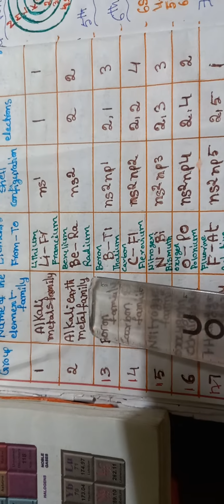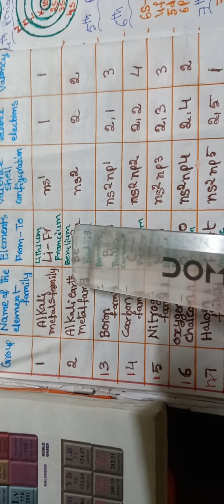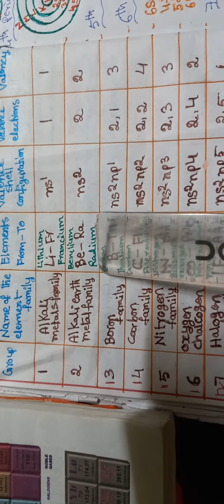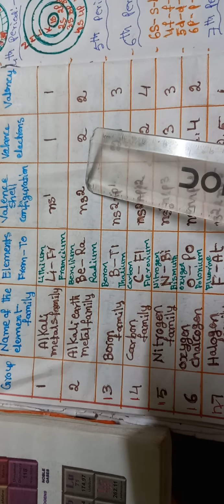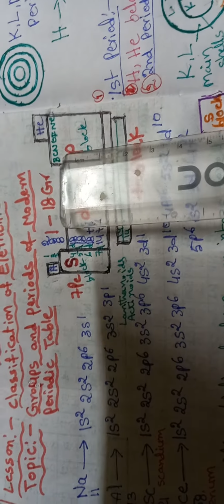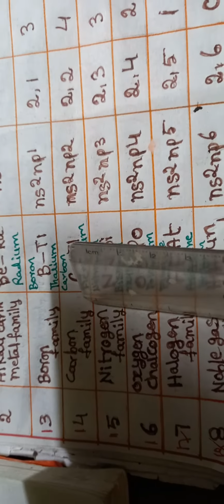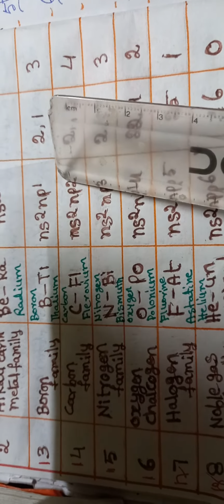Next, the second group, the alkaline earth metals family. They are obtained from the earth. Beryllium to radium elements are there in this group. Electron configuration ns2, valence electrons 2, valency 2. Boron family: boron is the first element in the group, so this group is given the name boron family. Boron to thallium elements are there. Electron configuration ns2 np1, valence electrons 3, valency is 3.